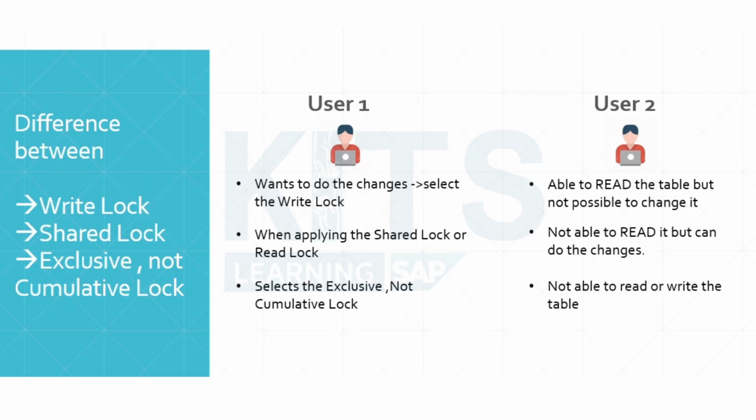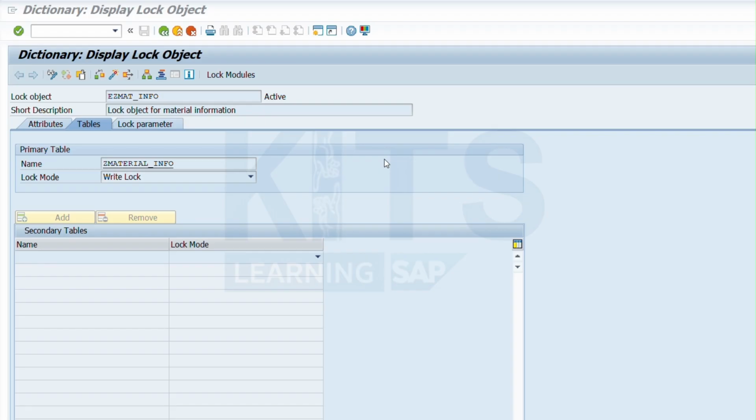Let's talk about the difference between the write lock, shared lock, and the exclusive, not cumulative lock. For example, let us assume we have user 1 and user 2. If user 1 wants to make changes, then he or she will select the write lock, so that user 2 is able to read the table but not change it. If user 1 applies the shared lock or read lock, user 2 is not able to read it but can make changes. If user 1 selects the exclusive, not cumulative lock, then user 2 is not able to read or write the table. Okay, that is all about the lock modes. I hope this explanation has helped you clearly understand the difference between them.